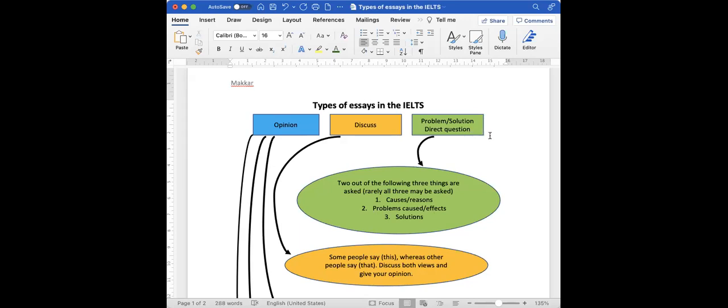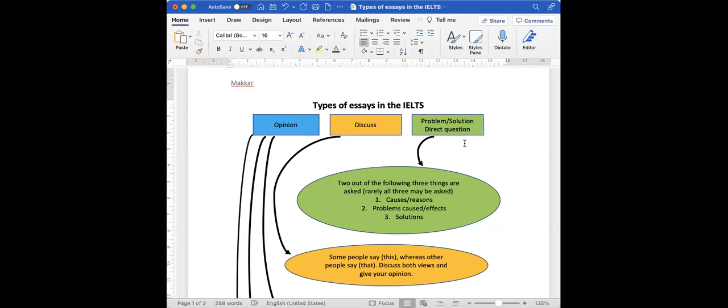Similarly, in a direct question essay, supposing the question asks you, what are the qualities of a good journalist? It's a direct question. So you just have to write in the introduction that in this essay, I'll be discussing the qualities of a good journalist. That is it. Okay. So you will just tell the examiner what you are going to tell him in the body. That is the introduction. There is no difference. So problem solution and direct question I put in one group. Did you understand what I've just told? And is it easy for you to understand, or is there any confusion in your mind?